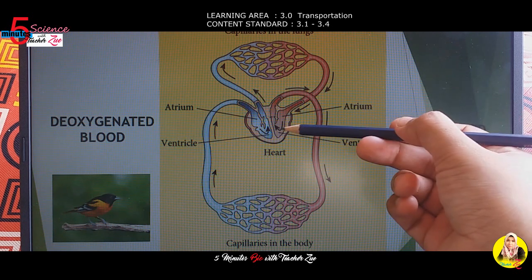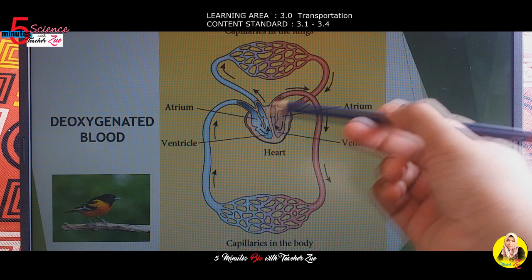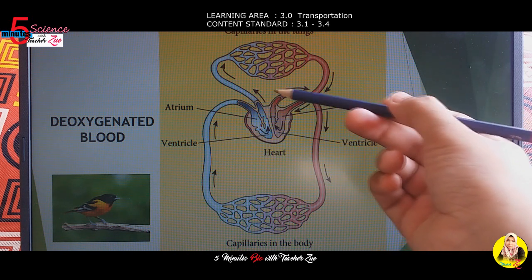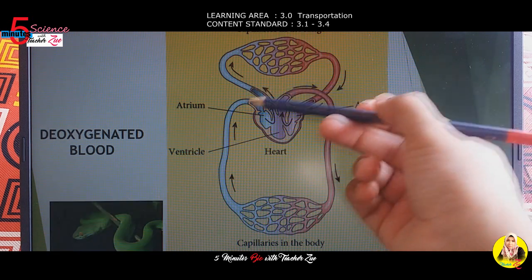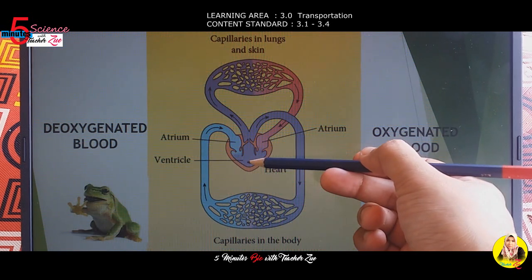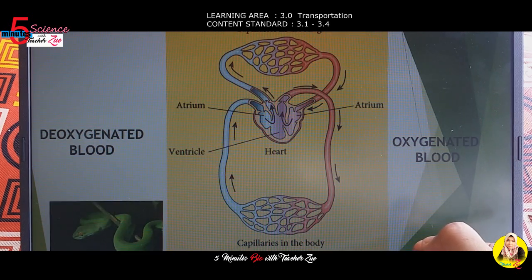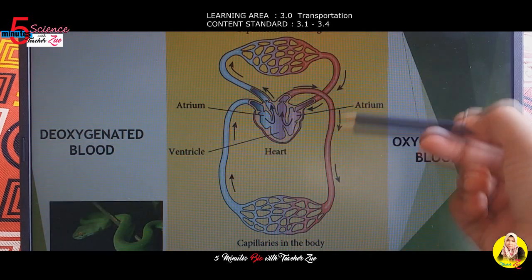So here, blood in the left side and right side will not mix. So it is complete circulation. Here, there is a mixing of blood, and here also in the ventricle there is a mixing of blood. That's why amphibians and reptiles have incomplete circulation.